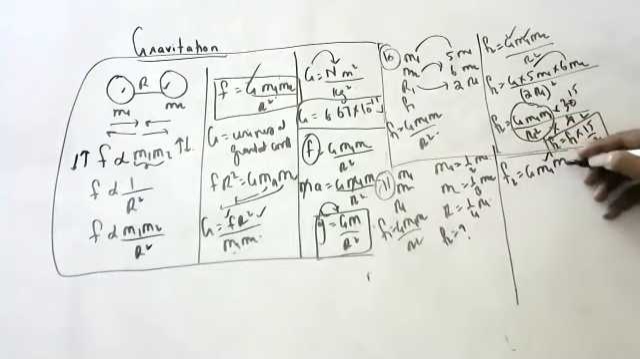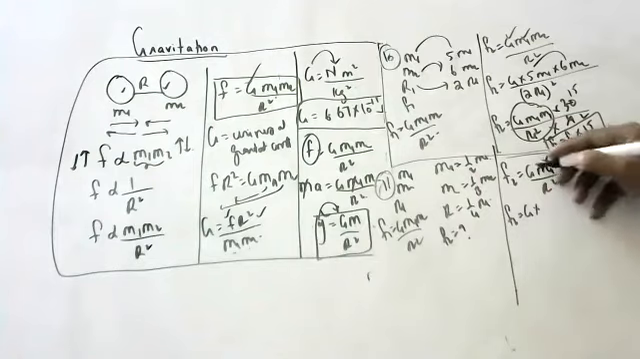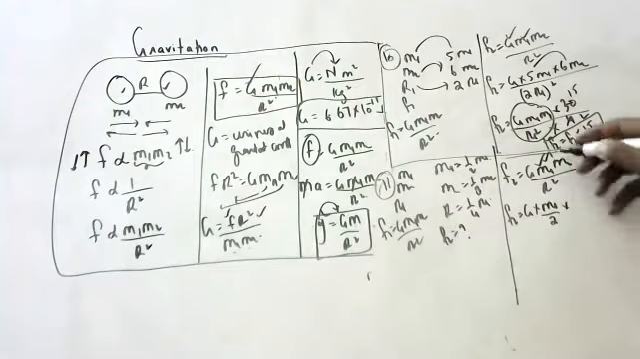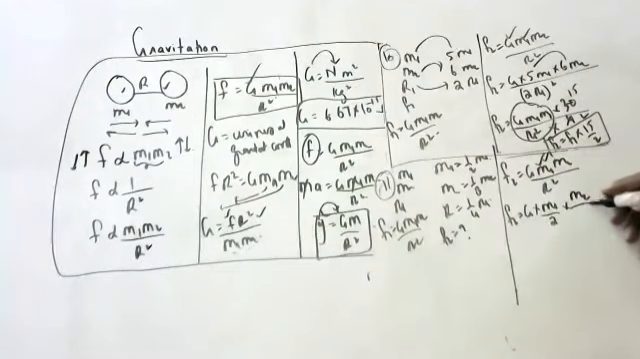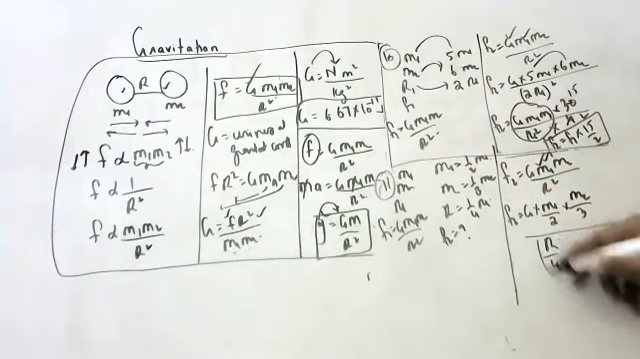G m1 m2 by r square. G is G only. What is M1, children? Half of M1. What is M2, children? 1/3 of M2. What is the radius, children? 1/4 of the original. Please, children, you have to concentrate on marks.